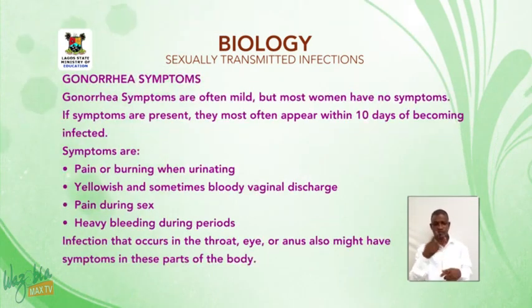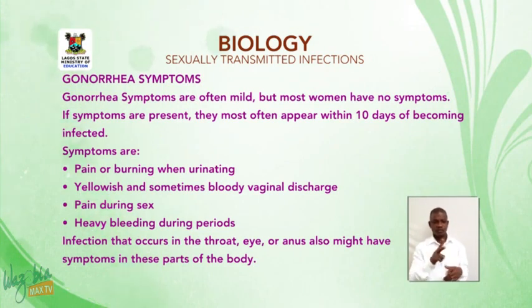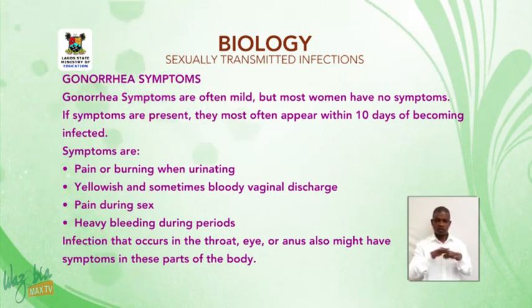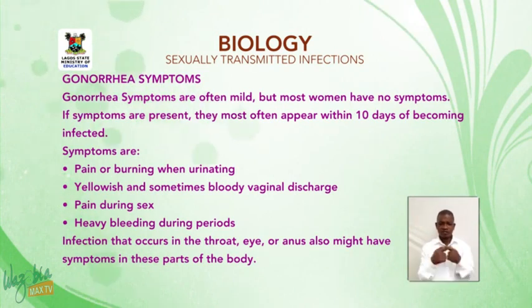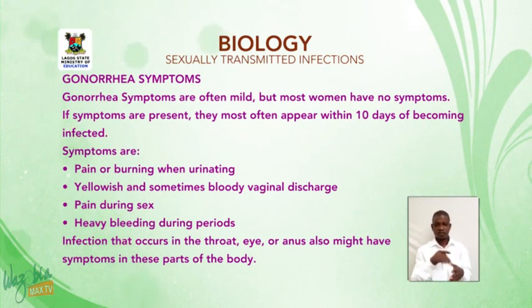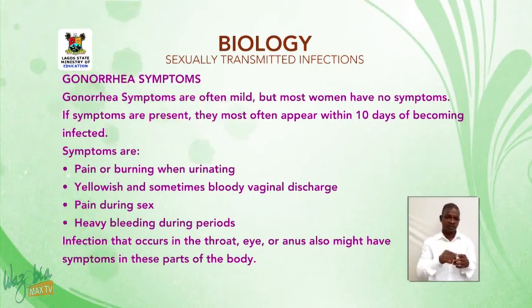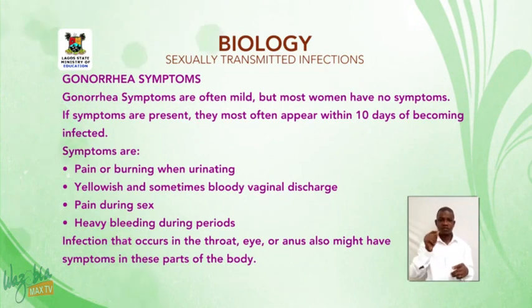Now, gonorrhea symptoms. Gonorrhea symptoms are often mild, but most women have no symptoms. If symptoms are present, they most often appear within 10 days of becoming infected. Symptoms are pain or burning when urinating, yellowish and sometimes bloody vaginal discharge, pain during sex, heavy bleeding during periods. Infections that occur in the throat, eye, or anus also might have symptoms in these parts of the body.